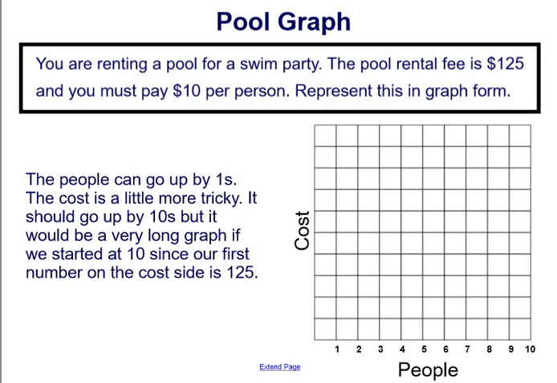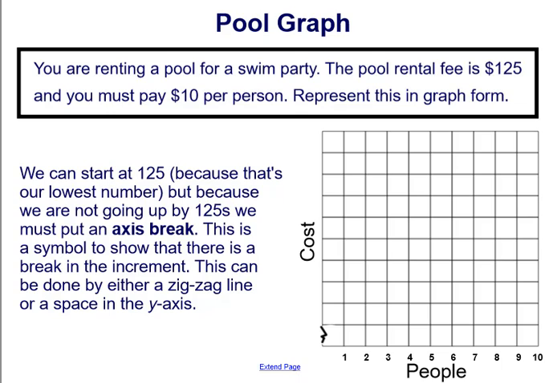It should go up by tens, but it would be a very long graph if we started at 10, since our first number on the cost side is 125. So there's a certain tool we can use to help us avoid that problem. We can start at 125 because that's our lowest number, that's the initial rental fee.